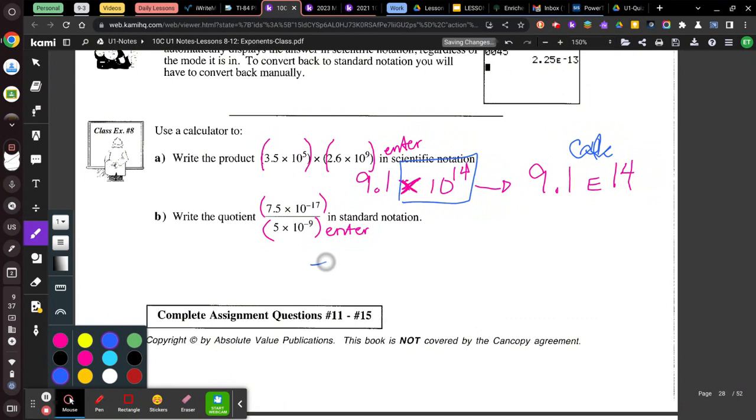Okay, the answer to the last one was 1.5 times 10 to the negative 8.